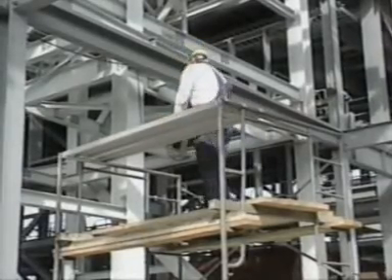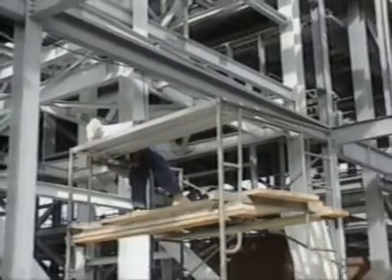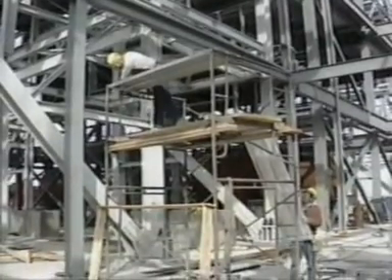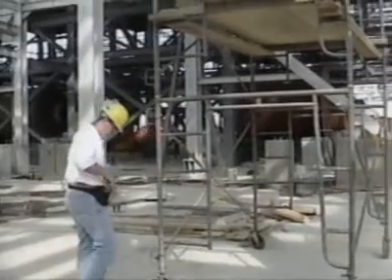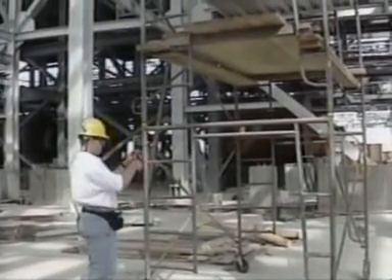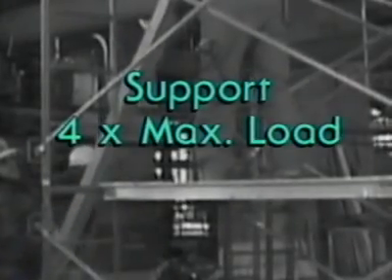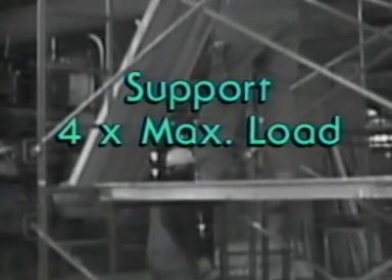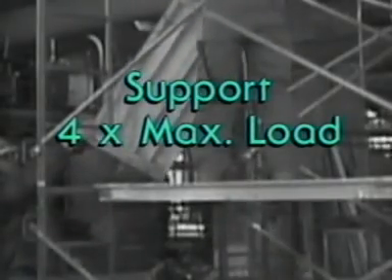The first step in the safe use of any scaffold is to have a competent person supervise all phases of erection, dismantling, or modification. Once erected, the scaffold must be carefully inspected, again by a competent person, before it is put into use. The purpose of this inspection is to ensure that the scaffold has been correctly assembled and is capable of supporting at least 4 times the intended maximum load.